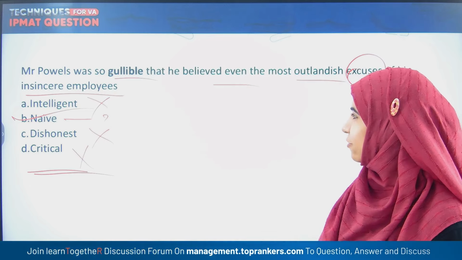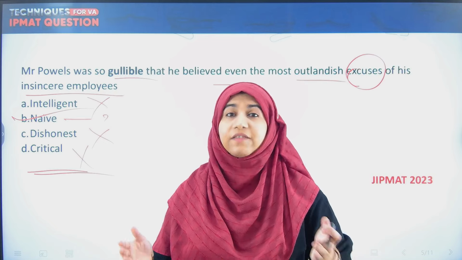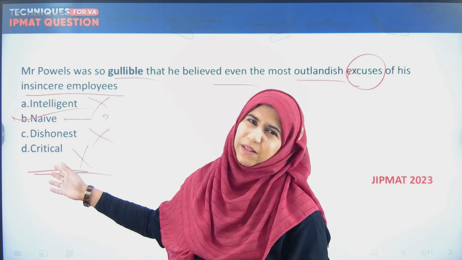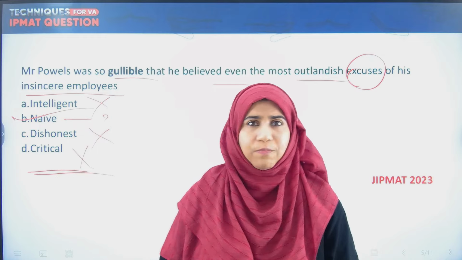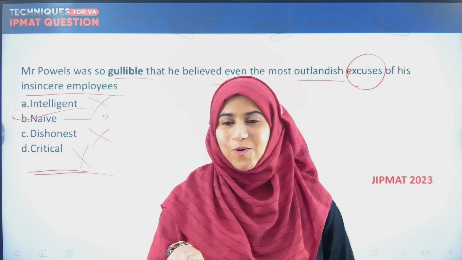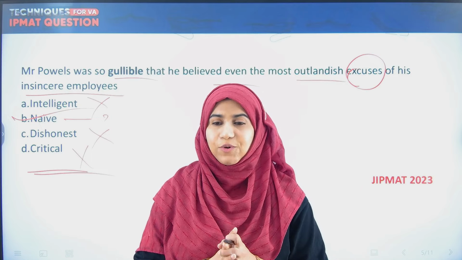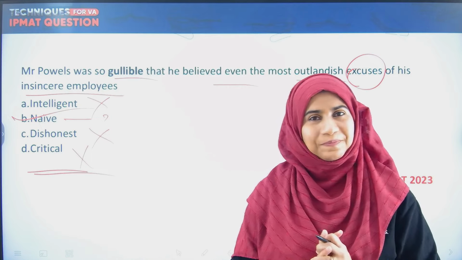And now coming back to it, see, dishonest is a negative word. We don't want anything negative like this. बेईमान इतना तो सबको पता होता है, right? Critical भी सबको पता होता है. So naive is the only word that we don't know. And so we could very easily eliminate other choices. And finally we come to B, naive, as the right answer.